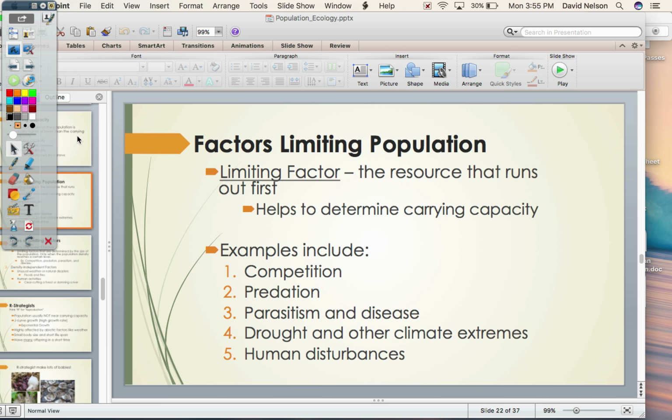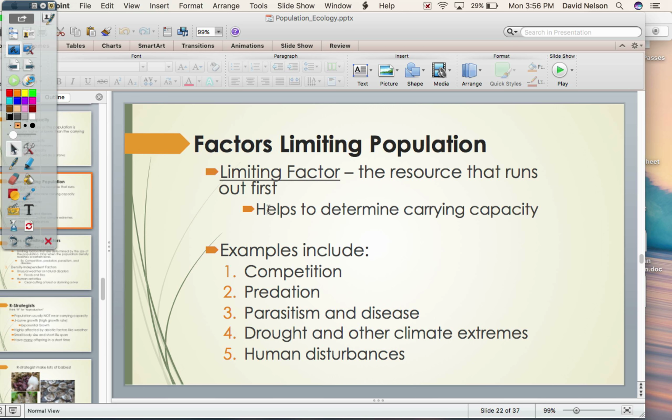So this limiting factor is the one that sets our carrying capacity. Again, the carrying capacity being the maximum number of organisms that available resources can support. Well, we're only as strong as our weakest link. We can only support as many organisms as our limiting factor allows. So we can only support as many organisms as our smallest resource is able to support.